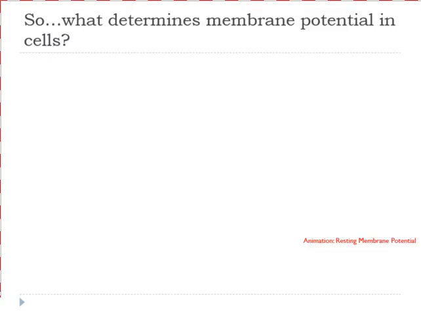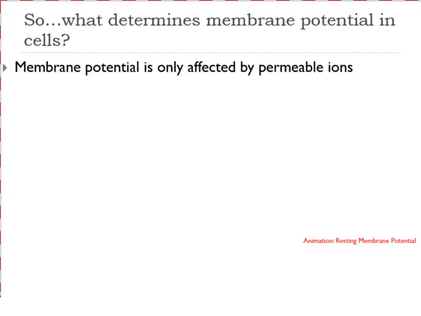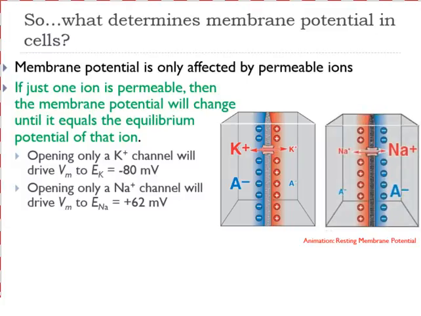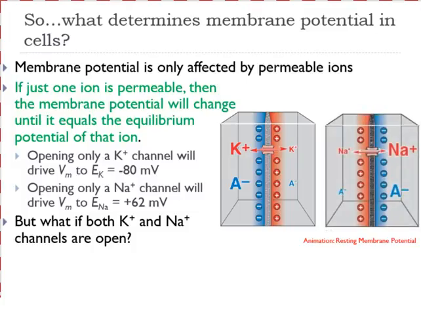Okay, so what determines the membrane potential in cells? So here's the thing. We're dealing with kind of an artificial situation in all those calculations where only one ion is able to get through the membrane. And usually that's not true. Usually what happens is you've got multiple permeable ions. So if you had a situation where the membrane was only permeable to potassium, for example, then the membrane potential is going to change until it equals the equilibrium potential of potassium, which would be minus 80 millivolts. However, most of the time we've got a situation where both potassium and sodium channels might be opened at the same time.